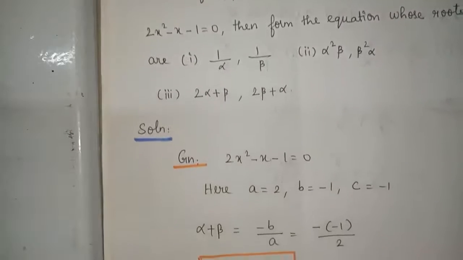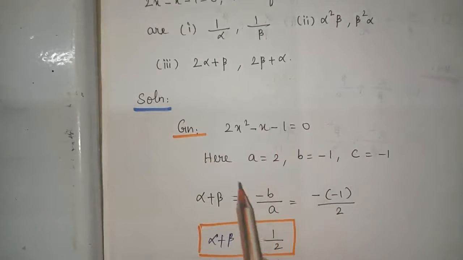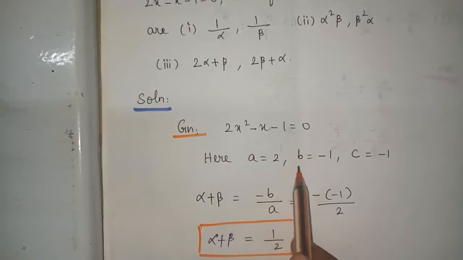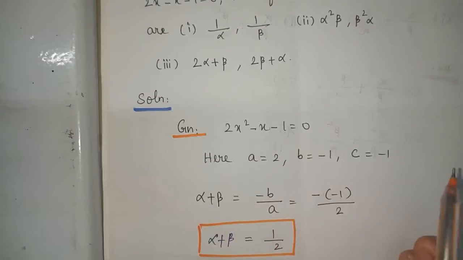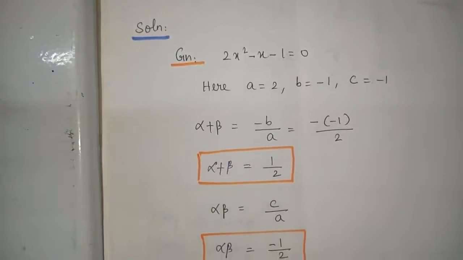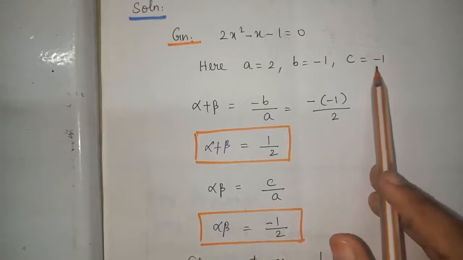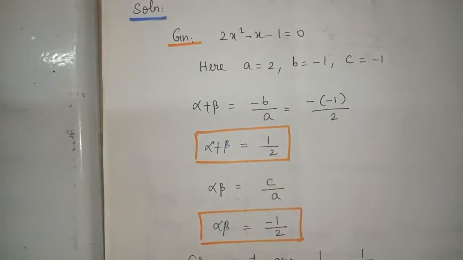So solution, given 2x square minus x minus 1 is equal to 0. Here a is equal to 2, b is equal to minus 1, c is equal to minus 1. So alpha plus beta is equal to minus b by a, which is equal to minus of minus 1 by 2. So alpha plus beta is equal to 1 by 2. Then product of roots, alpha beta is equal to c by a, alpha beta is equal to minus 1 by 2. C value is minus 1, a value is 2.